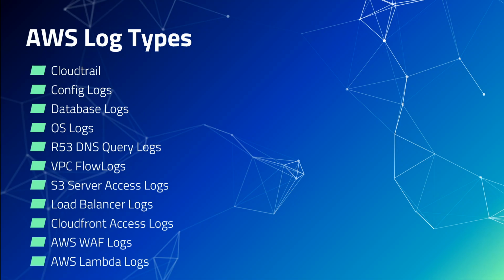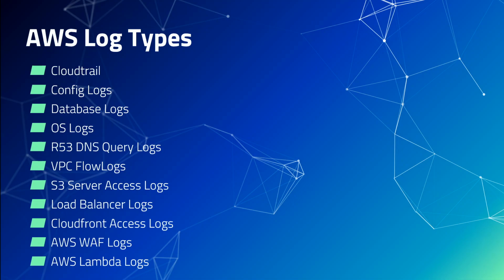The first and foremost and probably the most valuable logging available is CloudTrail. Everything you do in an AWS account is taken as an API call. That API call is recorded by CloudTrail. These API calls are basically events. There are three types of events in CloudTrail.